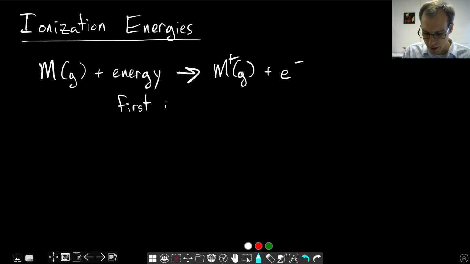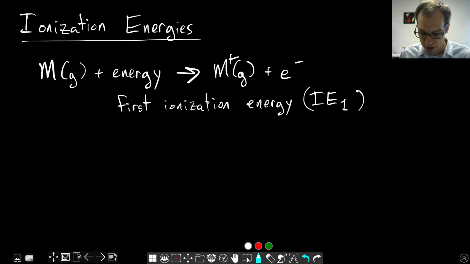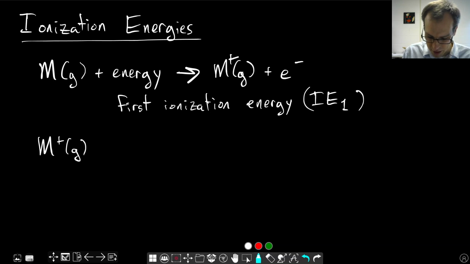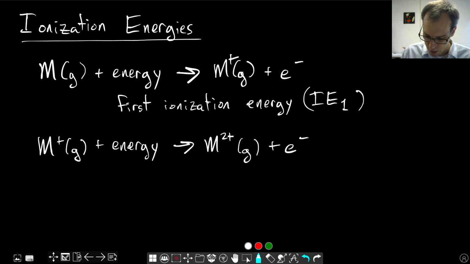And then we can keep doing that. So first ionization energy is often written as IE1, and it refers to this reaction here. You can think of it as a reaction. And then our second ionization energy is you then put in some more energy, and you knock off a second electron. You form the 2+ ion. Again, all in the gas phase. So this would be IE2, or the second ionization energy.